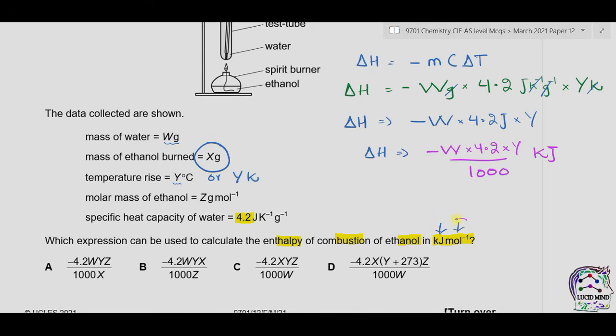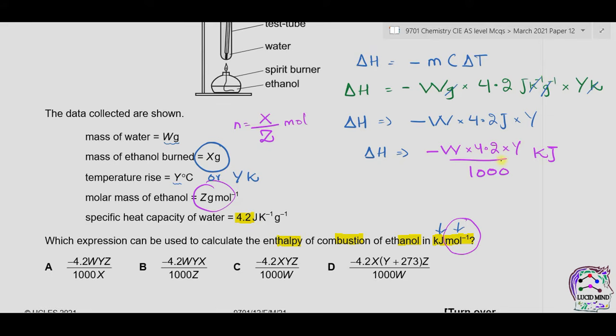Now we have to find it for moles, not for grams. So let's convert grams into moles. The formula is number of moles is equal to mass in grams divided by molecular mass. So mass in grams is X, molecular mass is Z. So number of moles is X divided by Z.